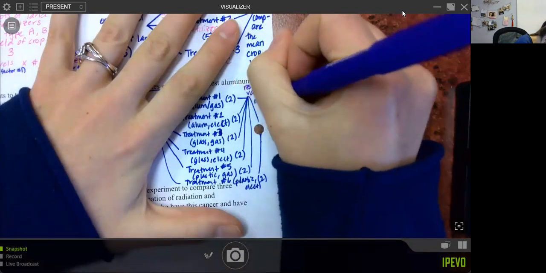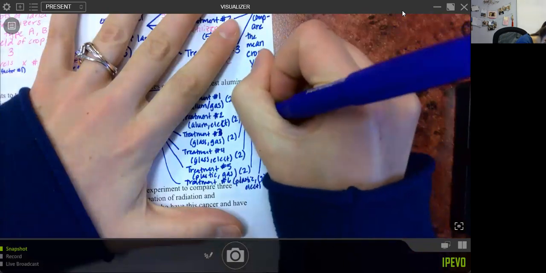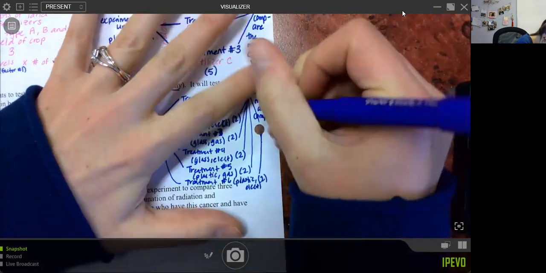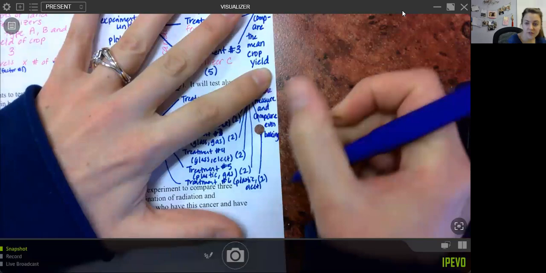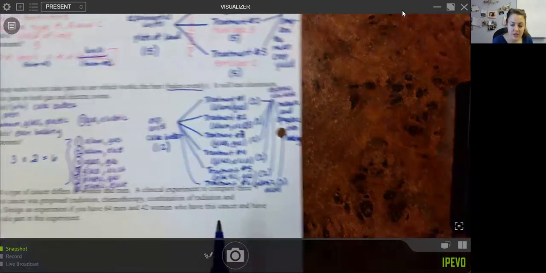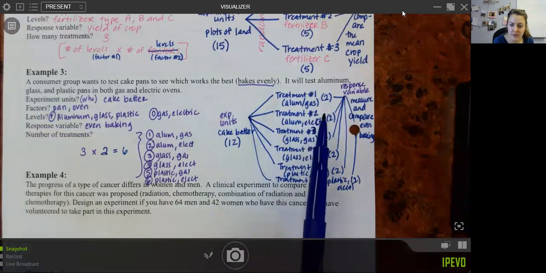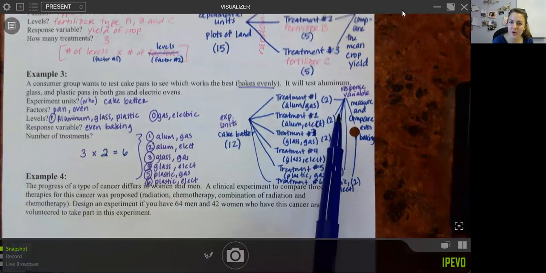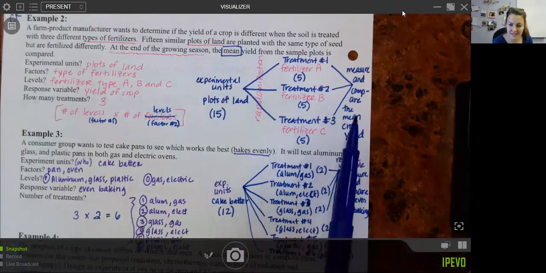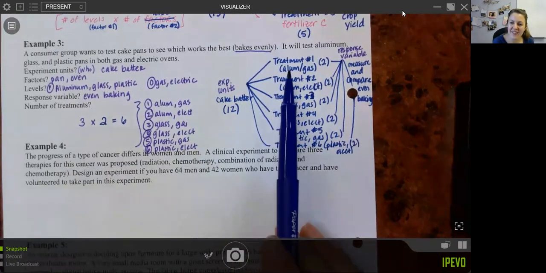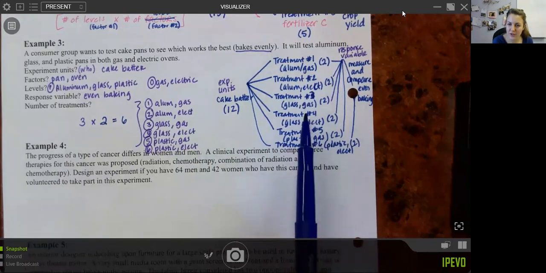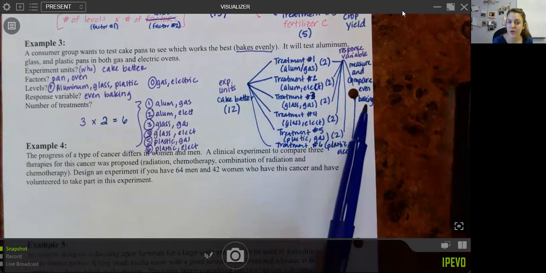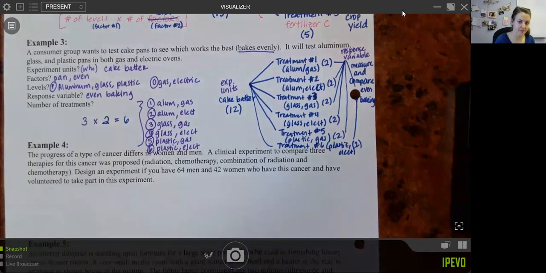Measure and compare the even baking. I could put of my 12 cakes if I really wanted to. So just to point out a couple things here, I know this is maybe not the most pretty design. Hopefully yours will look similar to this. But we are going to have measuring and comparing our response variable. We should have our 12 groups. We should have how many cakes are in each group. We should have how many experimental units there are. Awesome. Last thing we got to do is write this up.